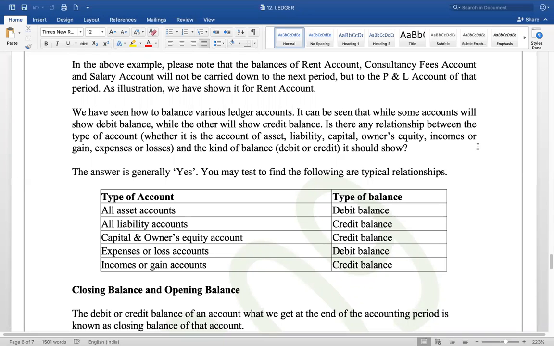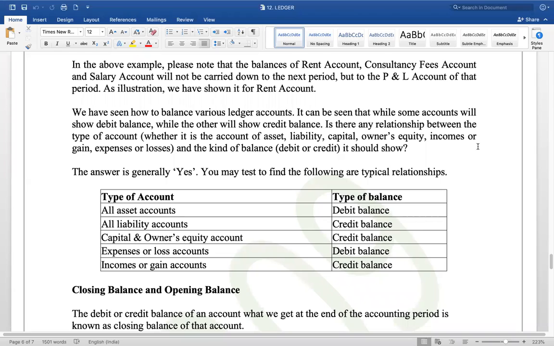In the above example, please note the balances of rent account, consultancy fees account, and salary account will not be carried down to the next period, but to the P&L account of that period. As illustration, we have shown it for the rent account. We have seen how to balance various ledger accounts.